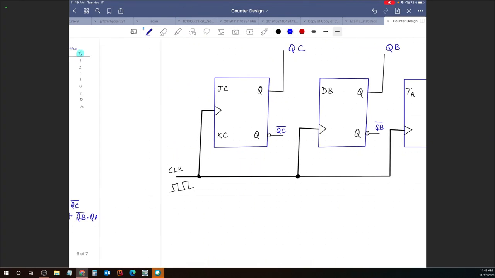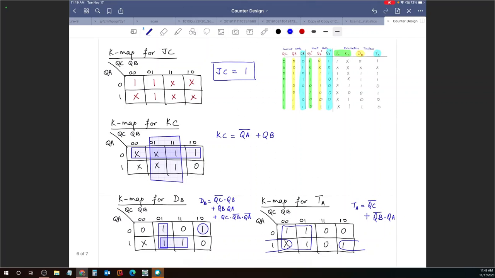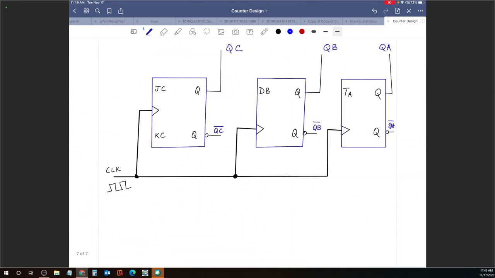So for example, what did we have? JC equals 1. Well, that was extremely simple. So we would say plus 5 volts, some pull-up resistor. JC is hardwired to 1.